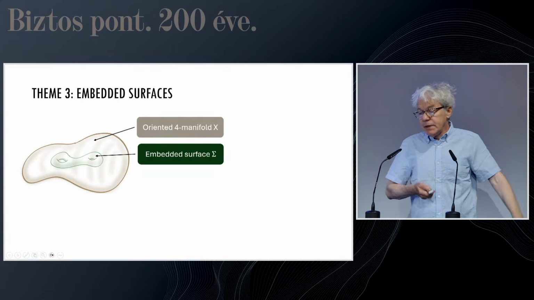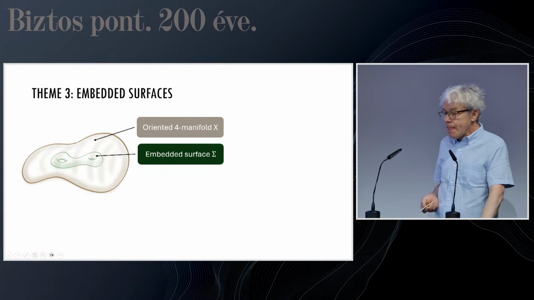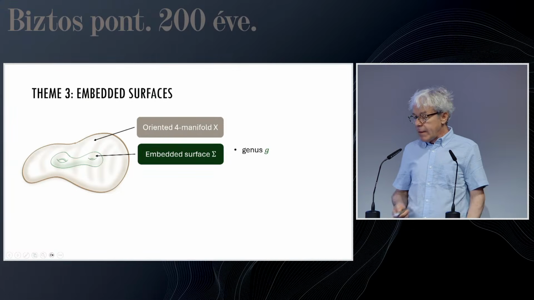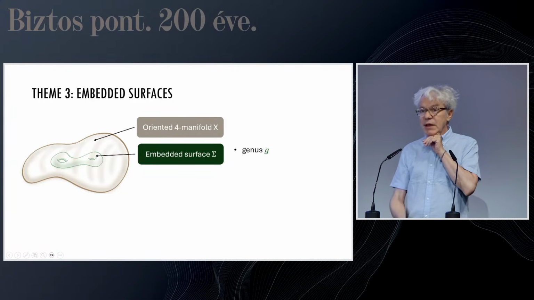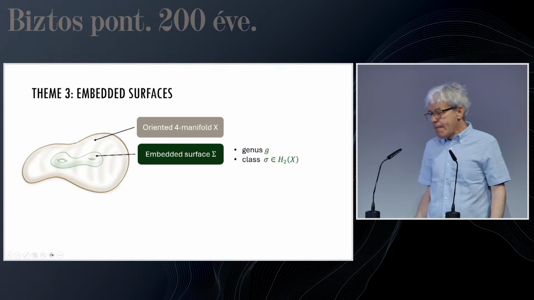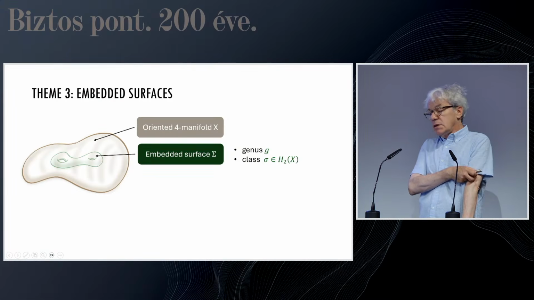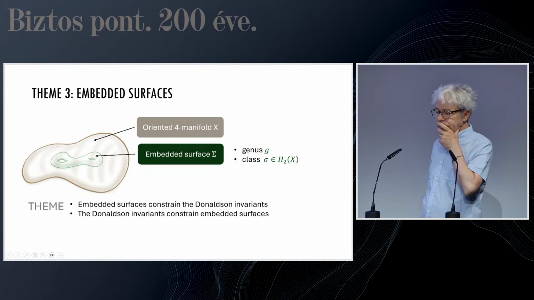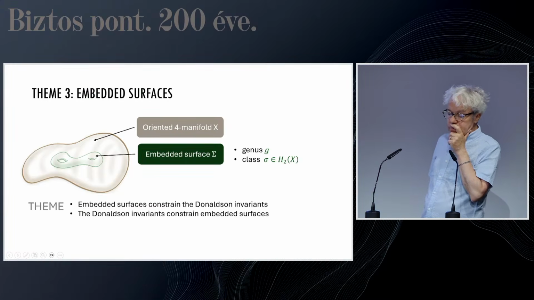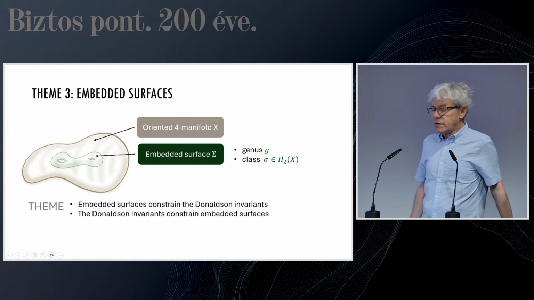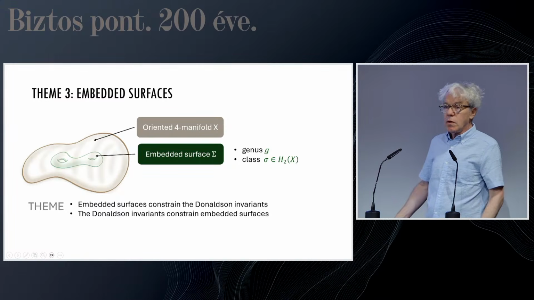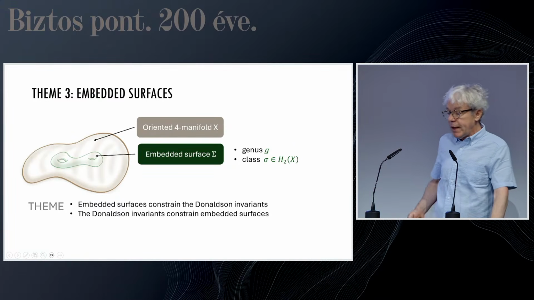The third theme is the study of embedded surfaces in four manifolds. If I have a smooth four manifold and a smoothly embedded surface in there, there are two numbers I'm interested in. One is its genus, and the other is its homology class in H2(X), the fundamental class of this oriented surface. And there's a theme here, which is that embedded surfaces constrain the Donaldson invariants. So by the same token, the Donaldson invariants constrain embedded surfaces.